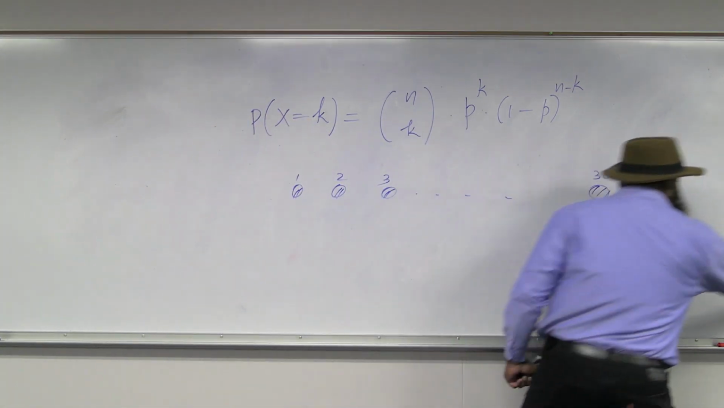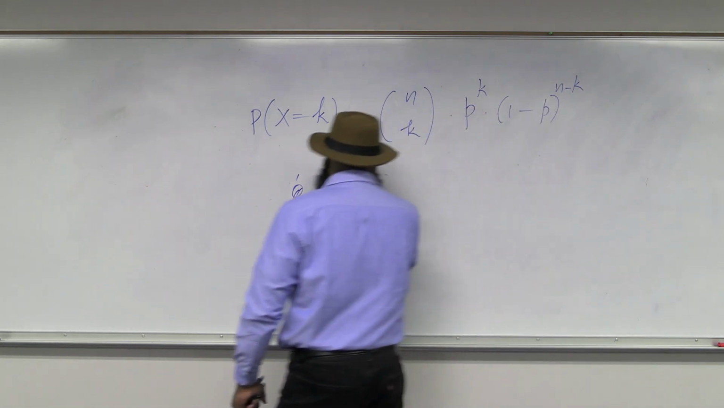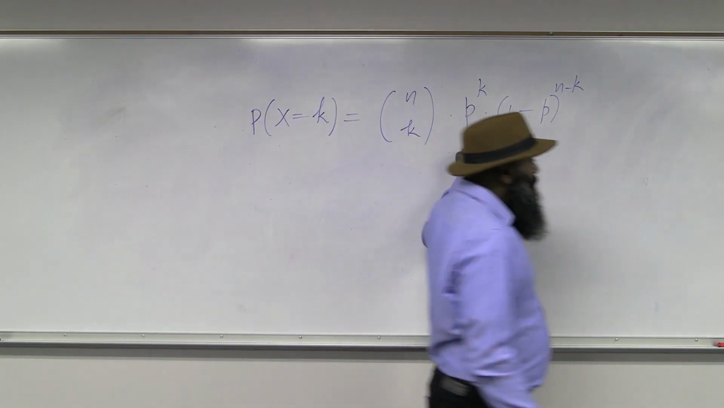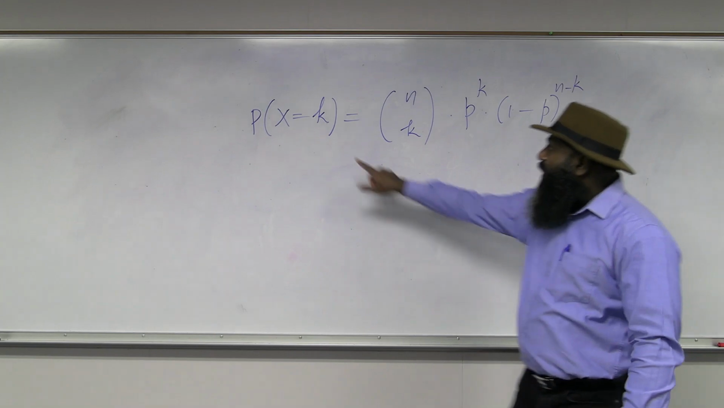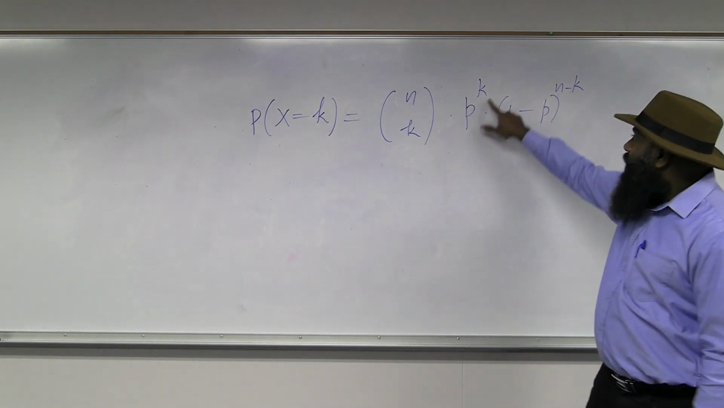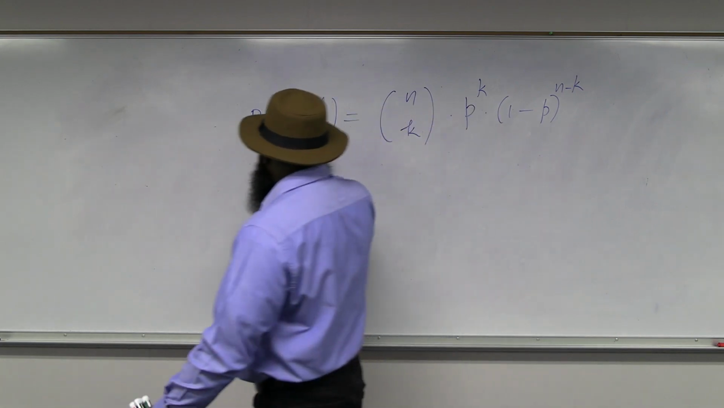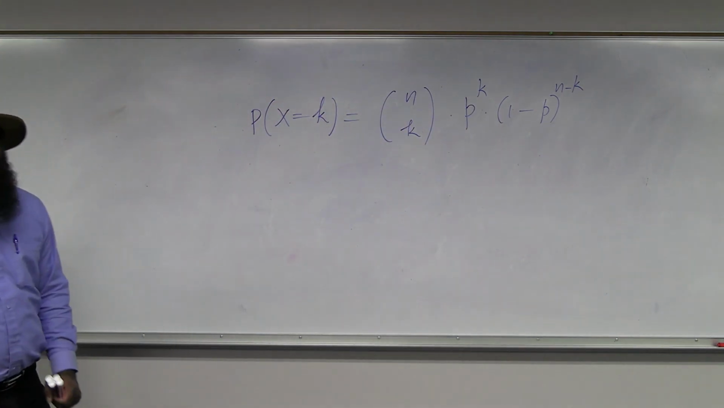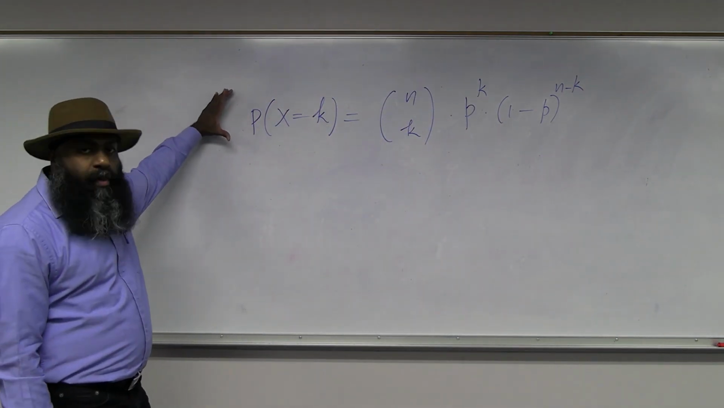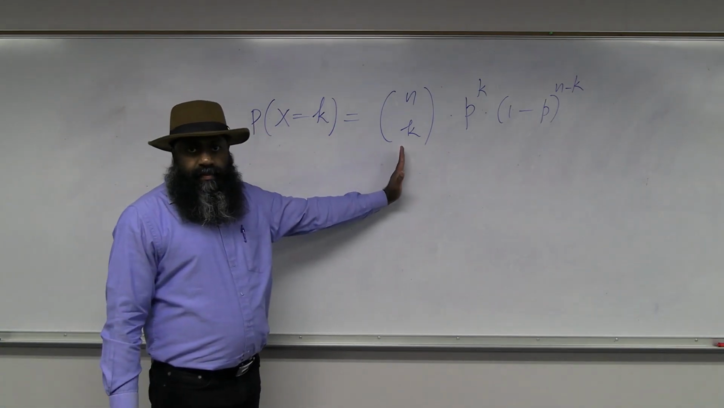And then P is the probability of success. K is the required value I have here. So I can easily calculate these two values, and then I can multiply them. This is the equation that your calculator uses to calculate the probabilities of this form.